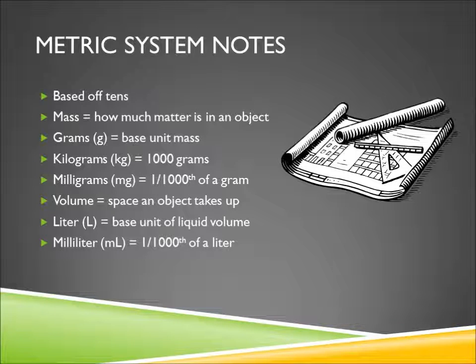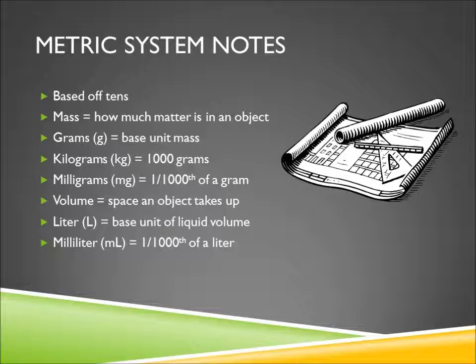It's the metric system. The metric system is basically what everyone uses, except the United States and a couple other select countries. I think Canada even uses the metric system. Kilograms is 1,000 grams, so it's 1,000 times bigger than 1 gram. A kilogram is. Milligrams are 1/1000th of a gram, so they're 1,000 times smaller than a gram, so very, very small.